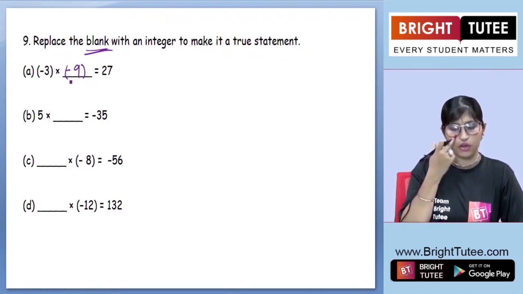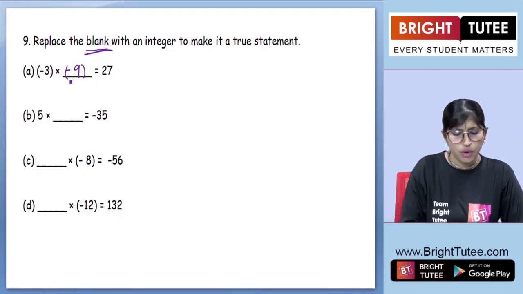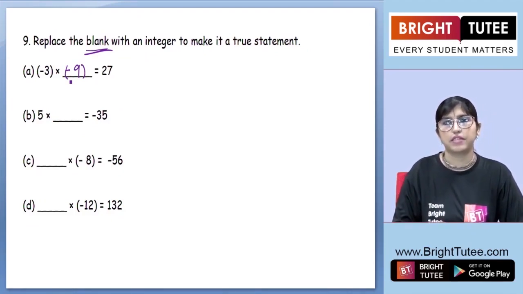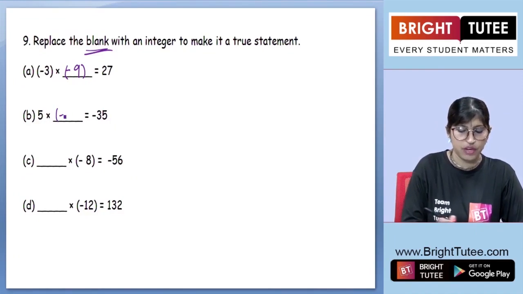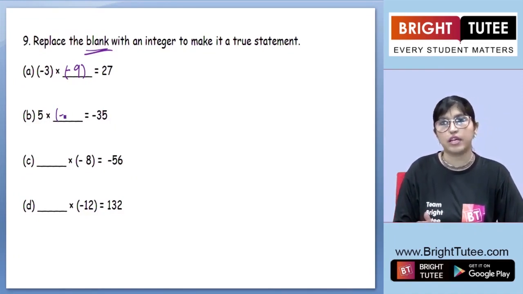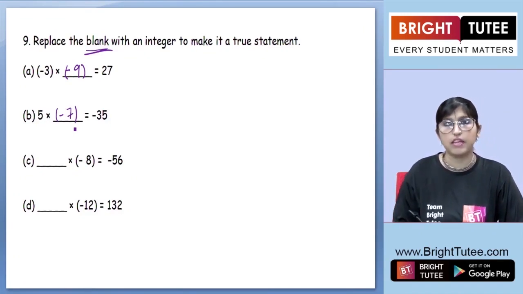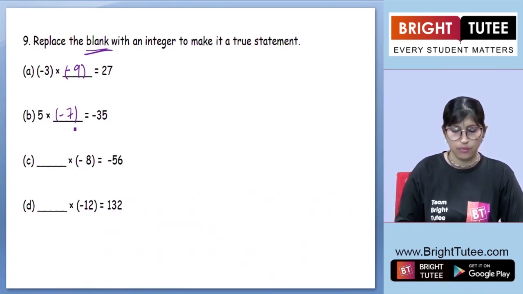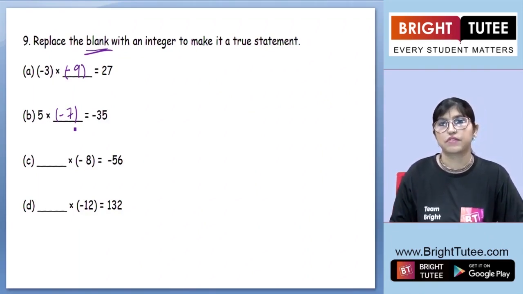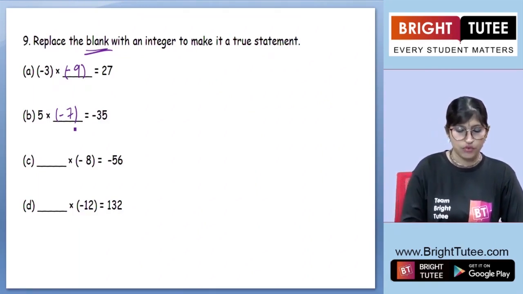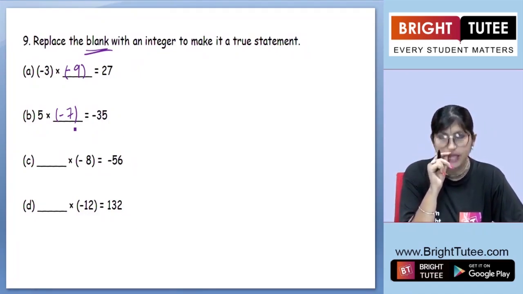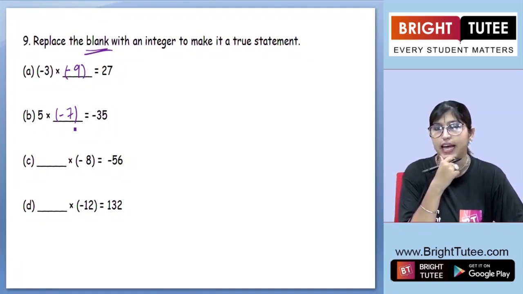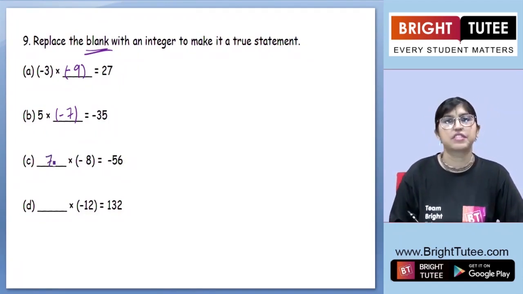Give it a try for the other parts. What do we multiply by 5 to get minus 35? One is positive, and to get a negative final answer we write minus. 5 times 7 is 35. Now we already have minus 8, and the final answer is minus 56. We already have minus, so the blank will be a positive integer. What do we multiply by 8 to get 56? 8 times 7 is 56.